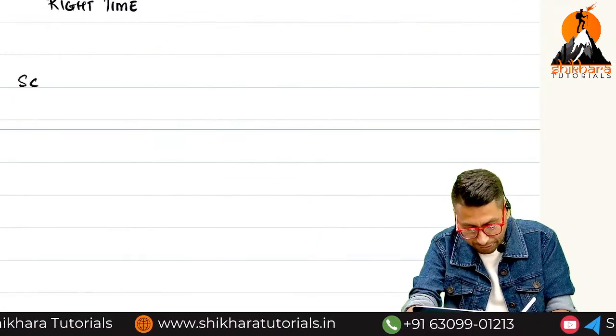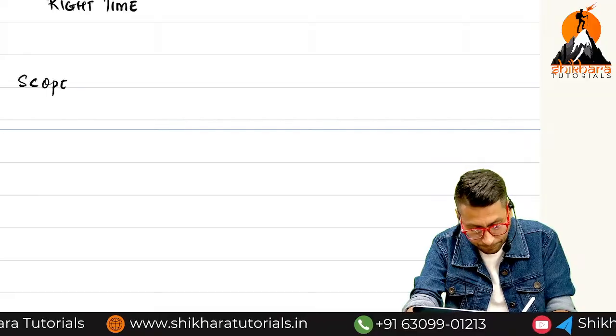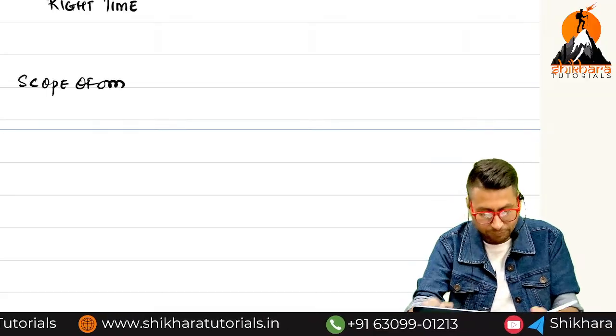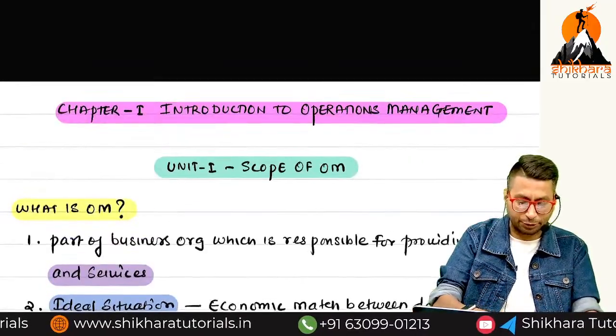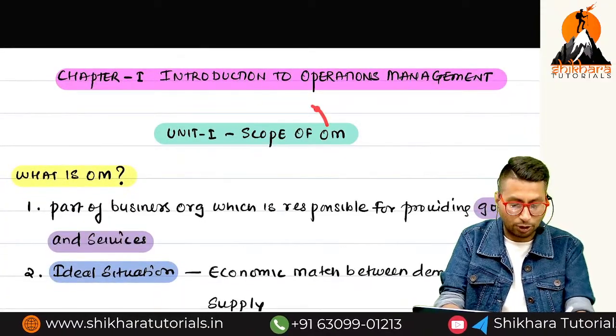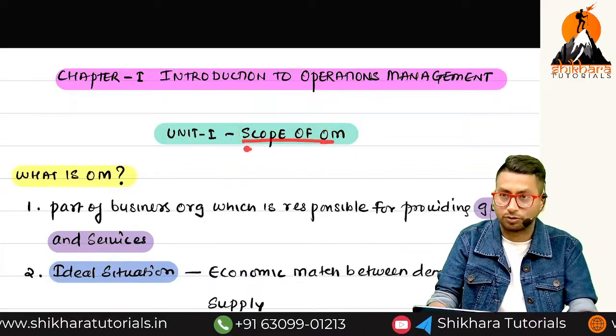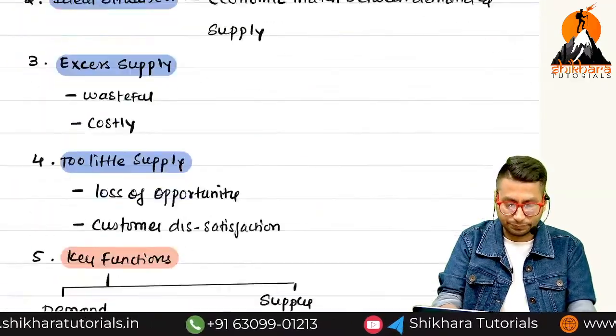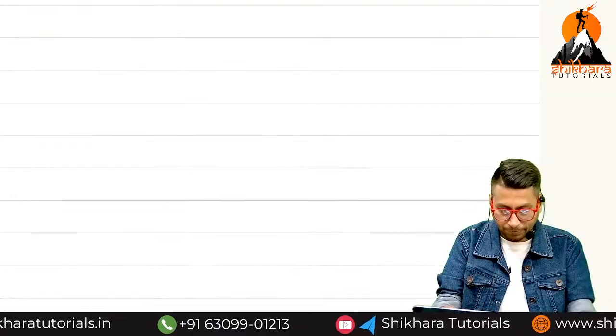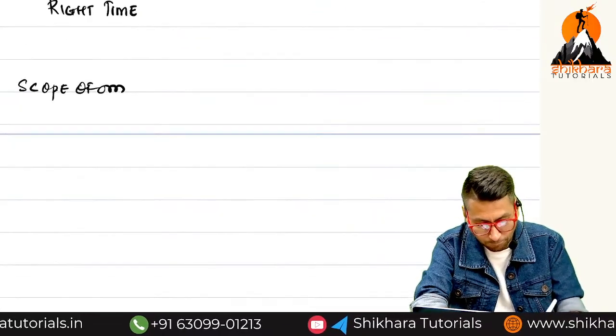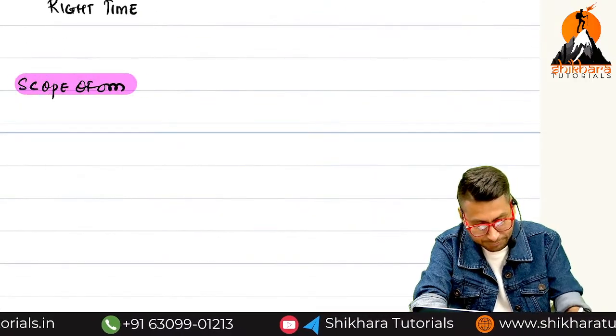Now let us start with the scope of operations management. Till now we have just seen the introduction to operations management of unit number 1. And in unit number 1, what is the most important concept? Scope. That we are going to start now. Scope of operations management.